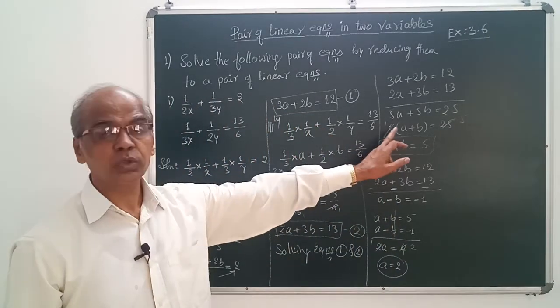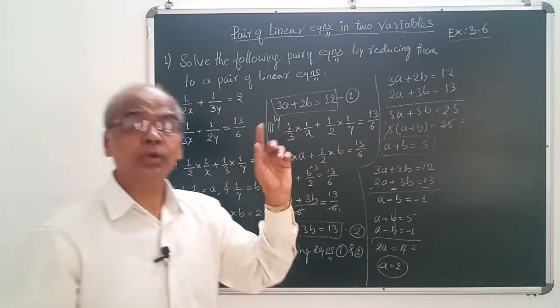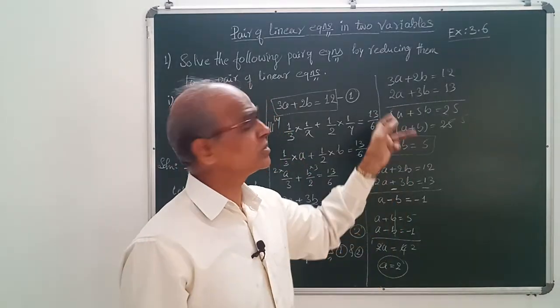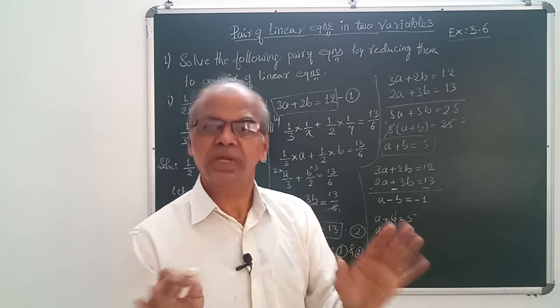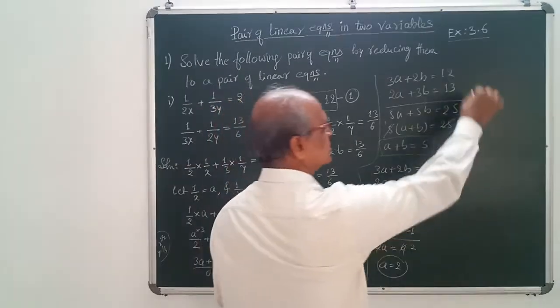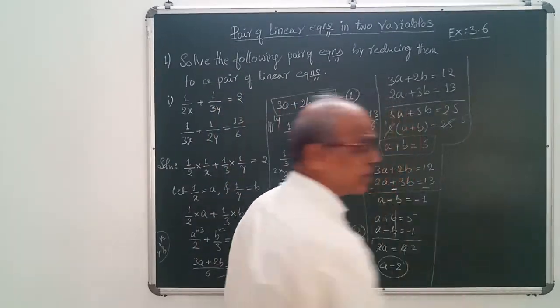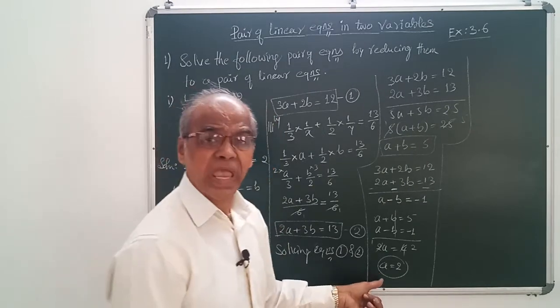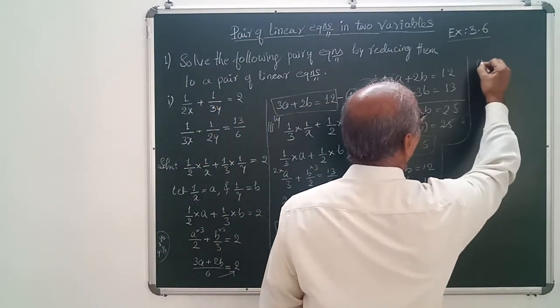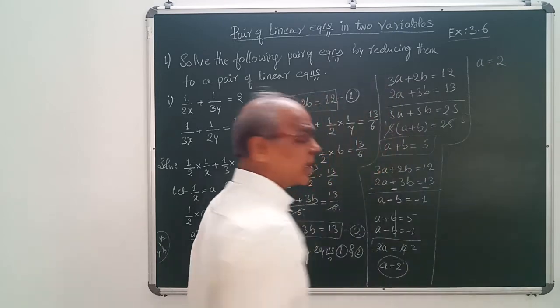Understood? This method you have to use where the numbers are such that the coefficients of the first equation and second equation, first terms and second terms, are interchanged. In such cases only you use it. Otherwise, the general method is the elimination method. Okay. Now what is a here? a is equal to 2. We are repeating this.